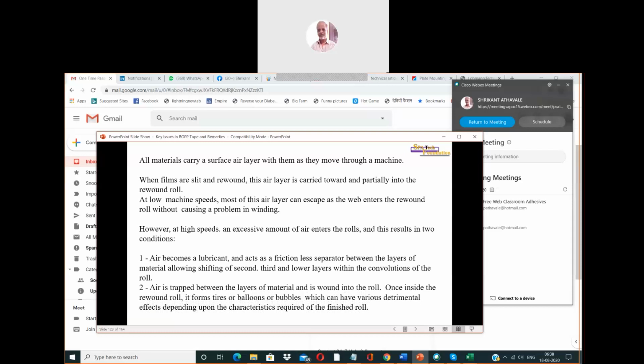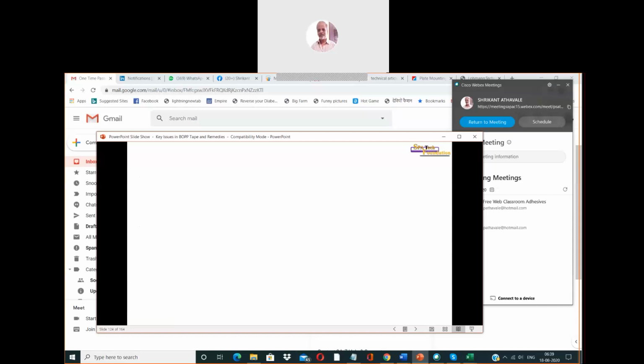Number two, air is trapped between the layers of the material and is wound into the roll. Once inside the rewound roll, it forms tents or balloons or bubbles which can have various detrimental effects depending upon the characteristics required of the finished roll.